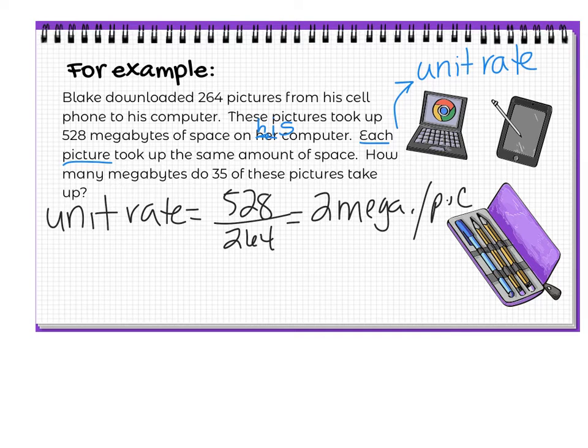Okay, so 35 pictures. Sorry, that was my dog. Evidently she has allergies too. Okay, hang on, let me get rid of her.